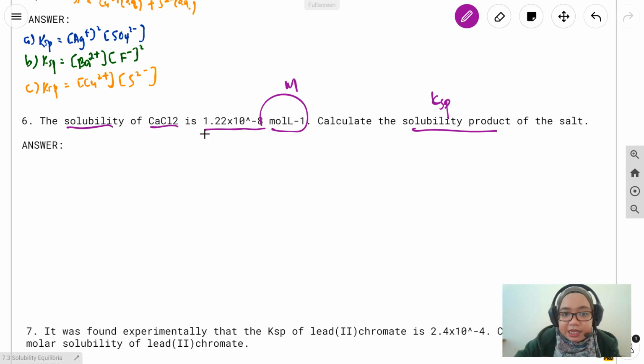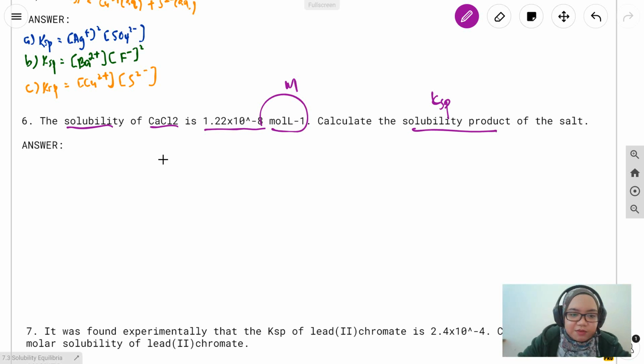of calcium chloride is 1.22 times 10 negative 8 molar. Calculate the solubility product of the salt. Here there are two ways. The first way is to make an ICE table. You let X equal the molar solubility of CaCl2, which is 1.22 times 10 negative 8. Then you make the ICE table, and then you write KSP equals, and so on. That also works. The second method is you can do it like this.